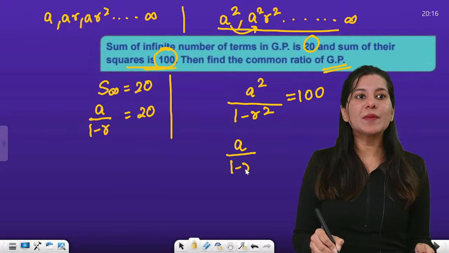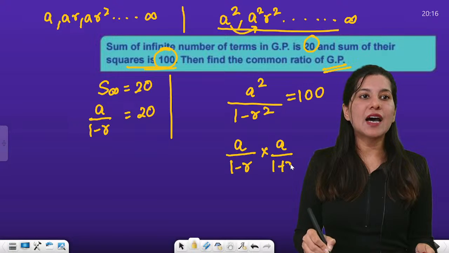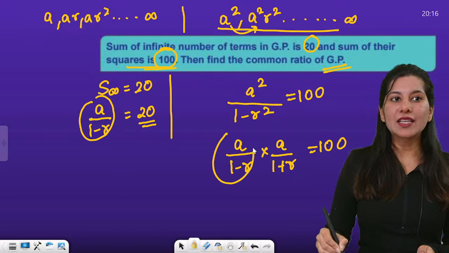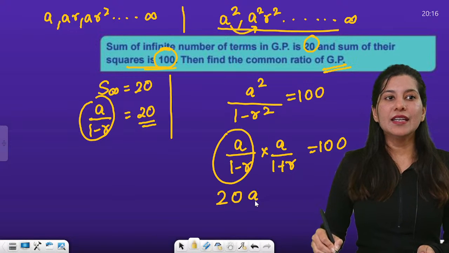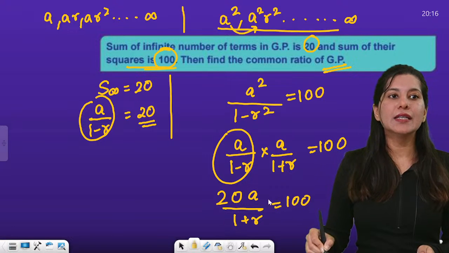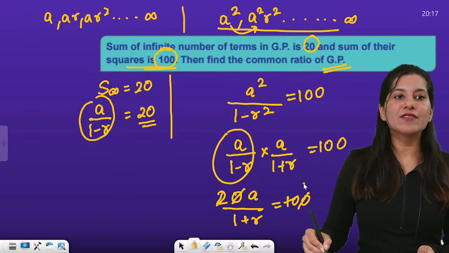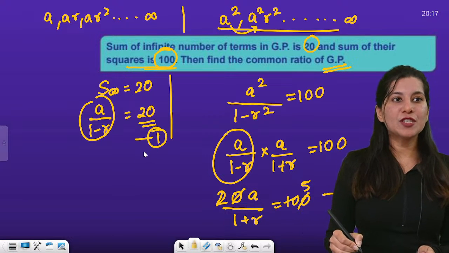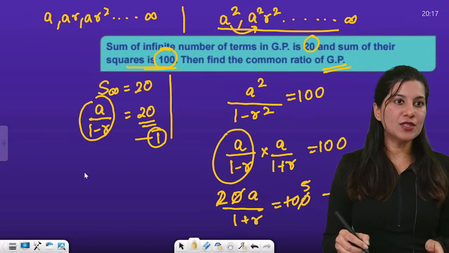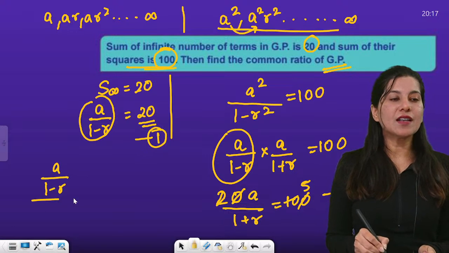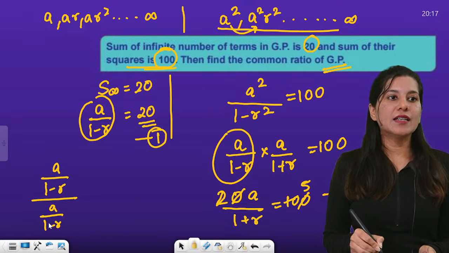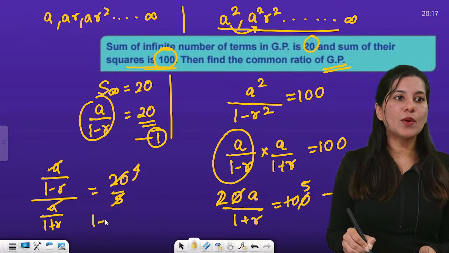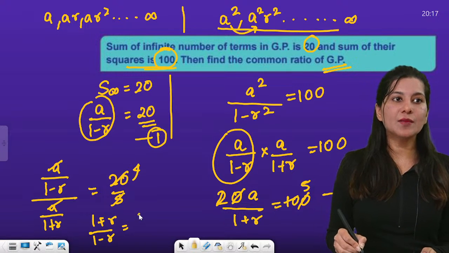So a upon 1 minus r into a upon 1 plus r is 100. A upon 1 minus r can be written as 20. So I can put the value over here: 20 times a upon 1 plus r is 100. So 0 cancels with 0, and a upon 1 plus r is 5. This is your second equation and that was your first equation. You can go on and divide these two equations. What do you get? a upon 1 minus r upon a upon 1 plus r is equal to 20 by 5, so 4. a cancels with a, and 1 plus r upon 1 minus r is nothing but 4.